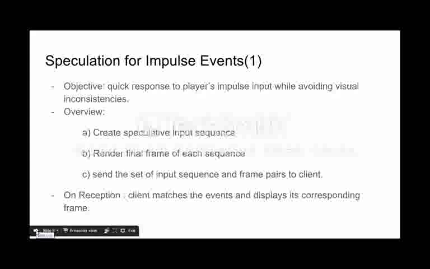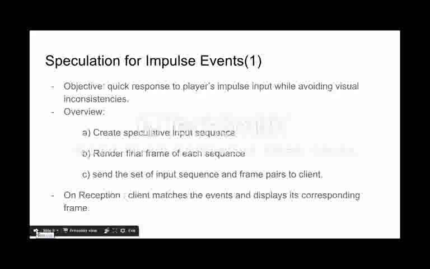Now let's talk about how we speculate for impulse events. An example of an impulse event would be gunfire from a player in a video game. An impulse event is registered after an input from the user is activated. Now what does that mean? Suppose for moving forward, the player presses a key A. When the input from the user is registered, at that time the input event is activated. Now the main goal for Outatime while speculating for impulse events is to provide output for the user's input as soon as possible to avoid visual inconsistencies.